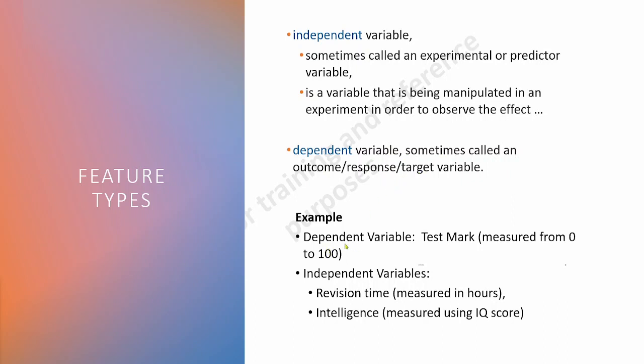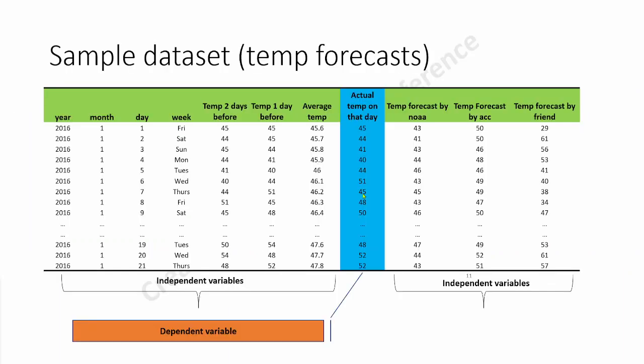Let's take an example here, of a dependent variable. Let's say the test mark of students would be dependent, and the independent variables would be the amount of time the student is studying, or the IQ score, and so on and so forth. Those would be independent variables. So let's look at some examples here.